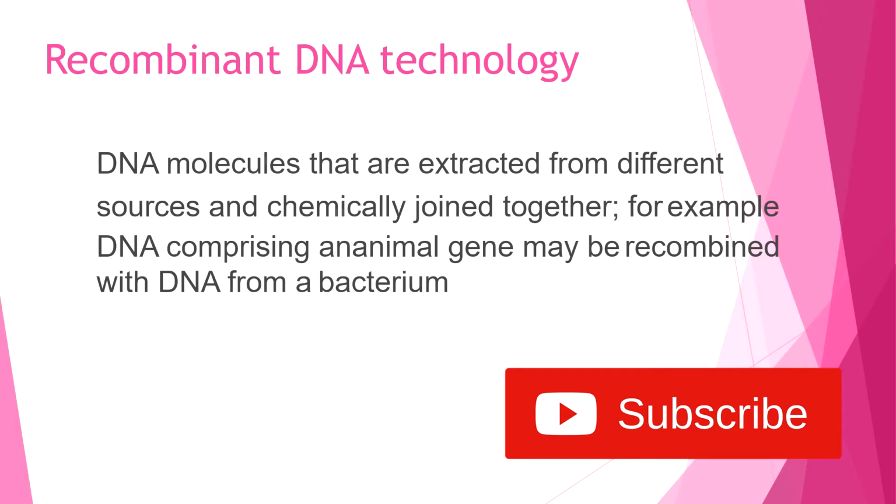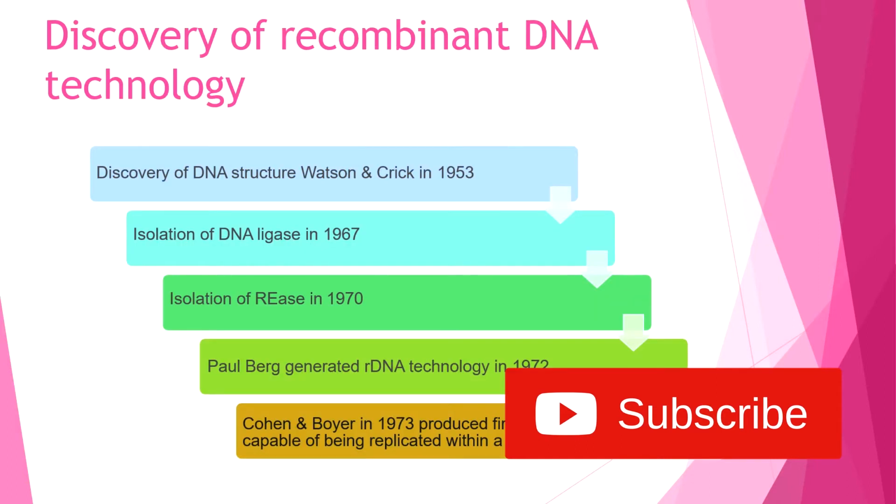Now, this is the history of recombinant DNA technology. The structure of DNA was proposed by Watson and Crick in 1953, and then the isolation of DNA was first carried out in 1967. Restriction endonuclease was isolated in 1970, and rDNA technology was generated by Paul Berg in 1972. In 1973, Cohen and Boyer produced the first plasmid vector. So these are some milestones in the discovery of recombinant DNA technology.